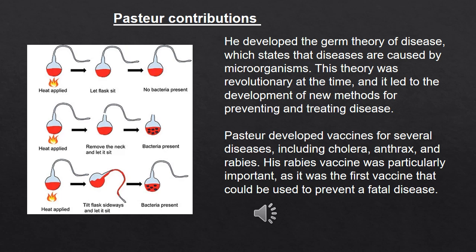Pasteur's contributions. He developed the germ theory of disease, which states that diseases are caused by microorganisms. This theory was revolutionary at the time, and it led to the development of new methods for preventing and treating disease. Pasteur developed vaccines for several diseases, including cholera, anthrax, and rabies. His rabies vaccine was particularly important, as it was the first vaccine that could be used to prevent a fatal disease.